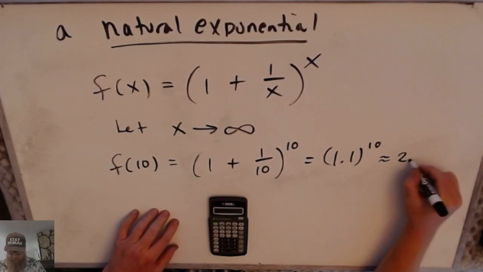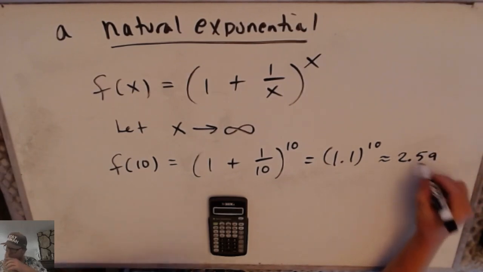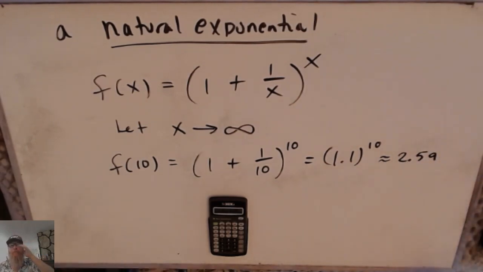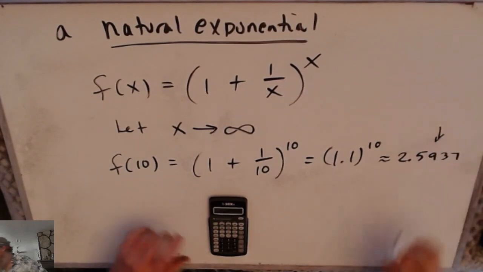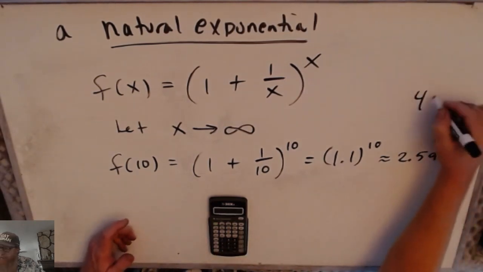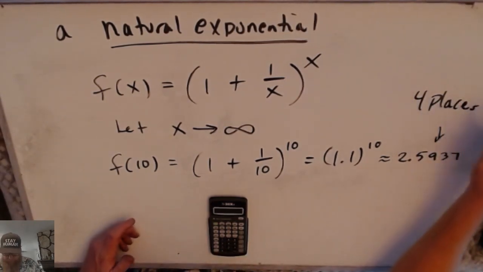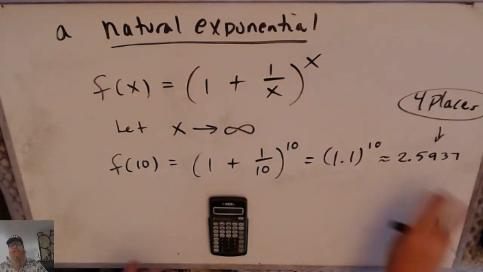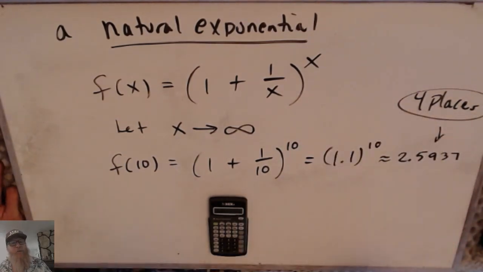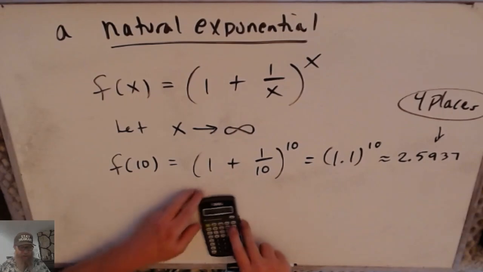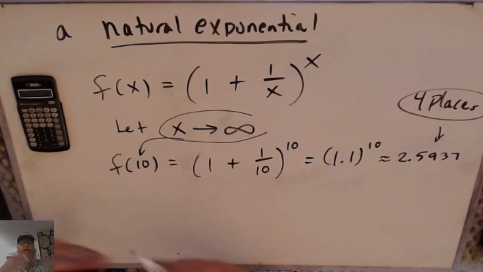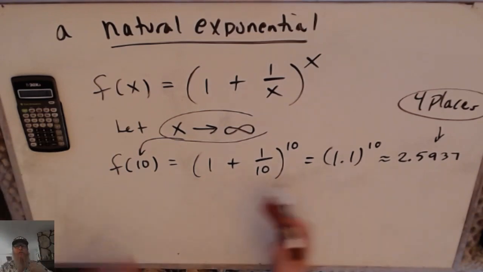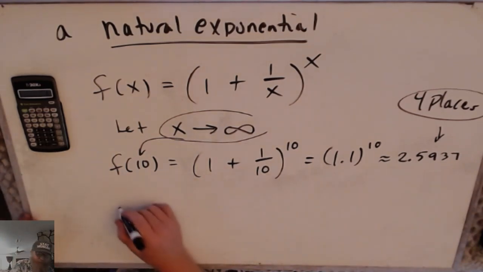You're going to get 2.59. Let's go a little bit farther. 2.5937. Let's go to 4 decimal places. That's typically what I ask for in the homework, so you want to model that. And what we're going to do is keep letting x get larger and larger and see what happens.